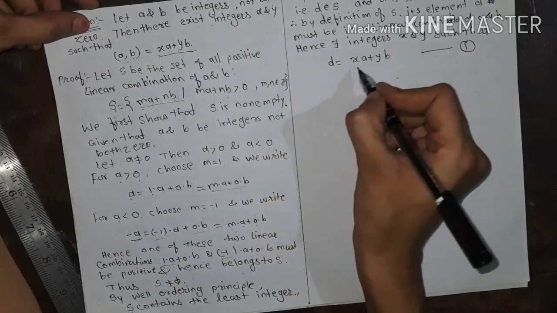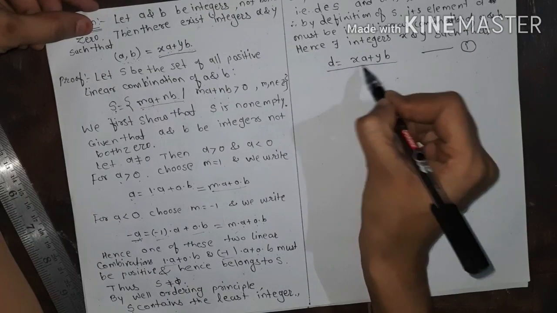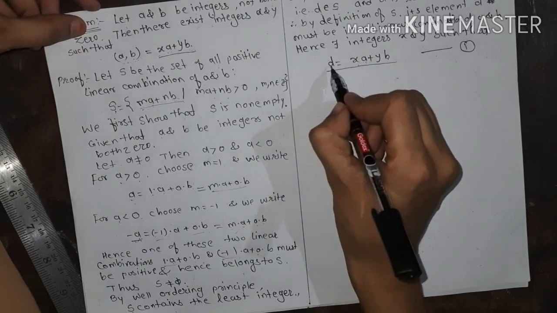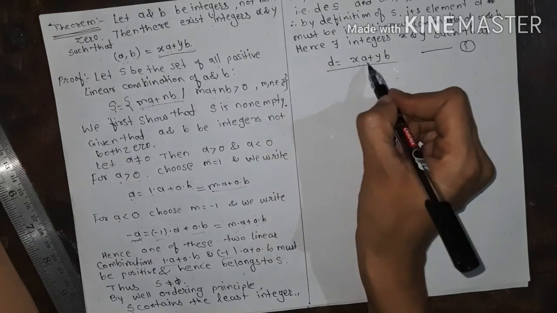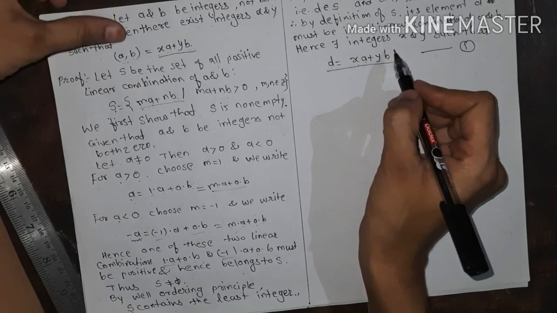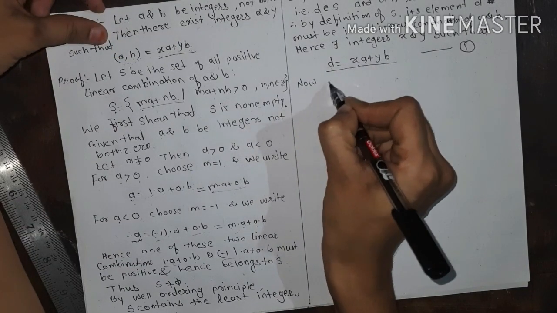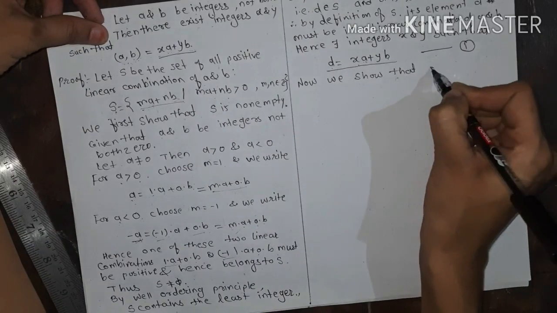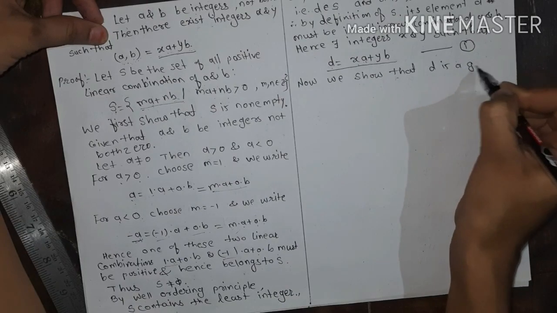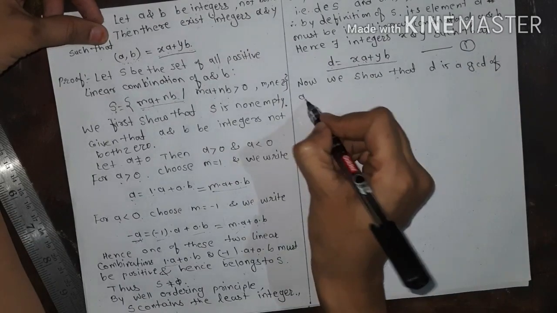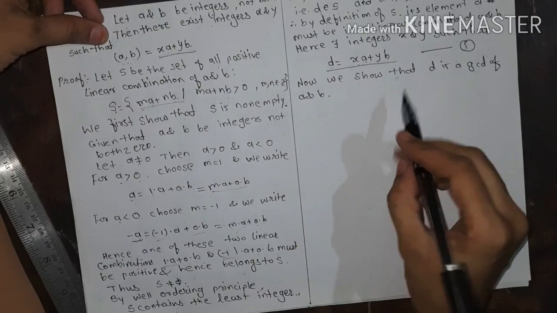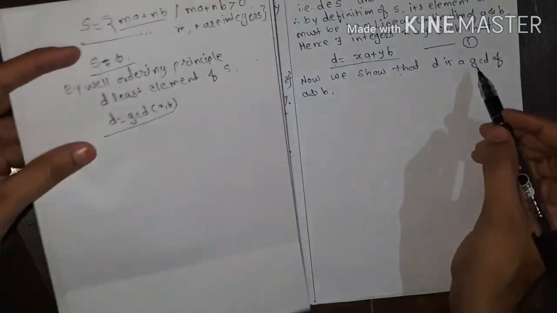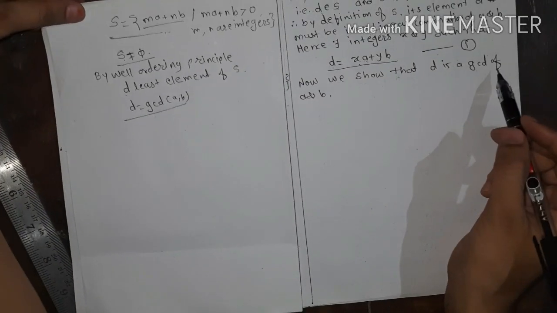Okay, now d is in the linear combination of a and b. Now we show that this d is a GCD of a and b. And just recall the definition of the GCD to show that d is a GCD of a and b.